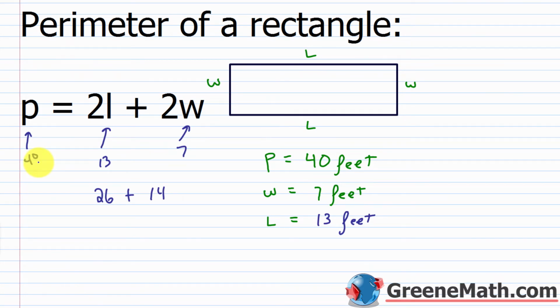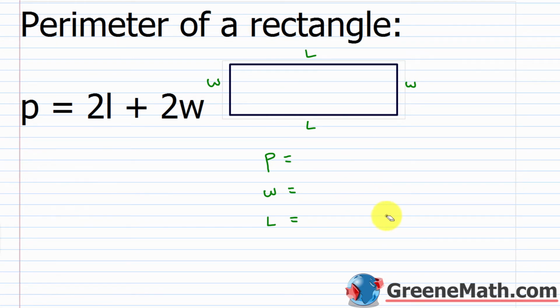So that works out. Now, as another example, what if I am given the perimeter and I'm given the length? Well, now I need to solve for the width. So let's say this is unknown. And let's say I give you a length that is 5.5 feet. And I give you a perimeter that is 16 feet.